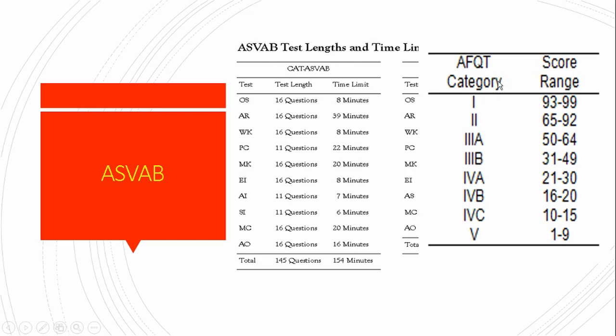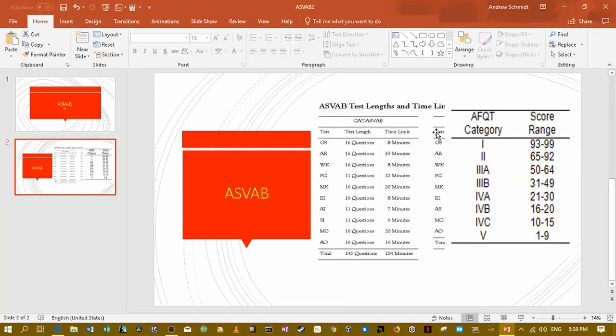Again, the AFQT can be viewed in two ways. You're given a percentile score as well as placed into a category. So for example, if you score a 50 in terms of your AFQT score, that means you have scored better than 50% of all test takers, and that would place you in category 3A. Okay, so all that said, let's go ahead and get started with today's guided practice.